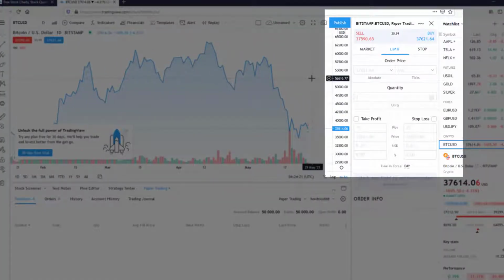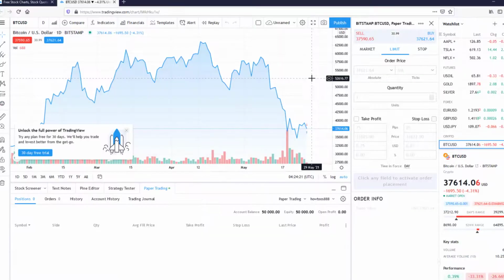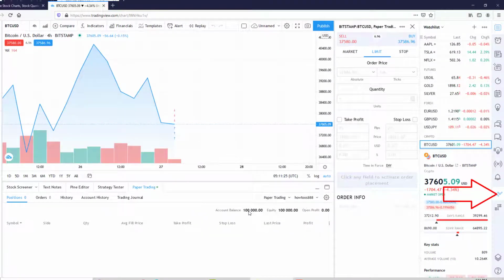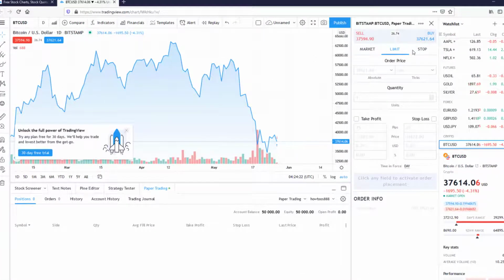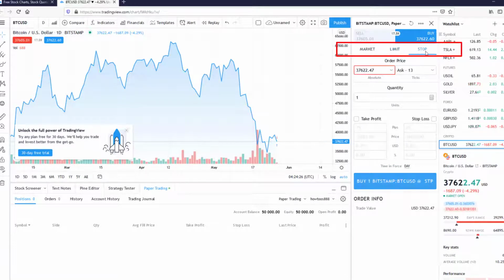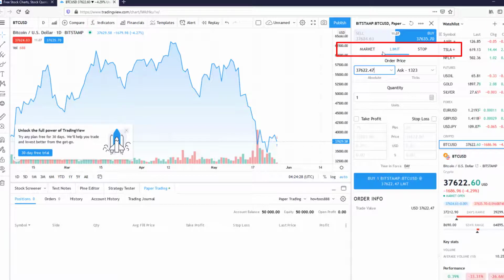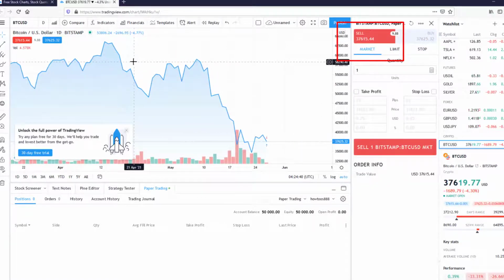You can use the order panel to start shorting or buying Bitcoin. If you do not see this, click on the order panel icon. You can use market, limit, or stop order to long, or short Bitcoin. We will now short Bitcoin, at market rate.